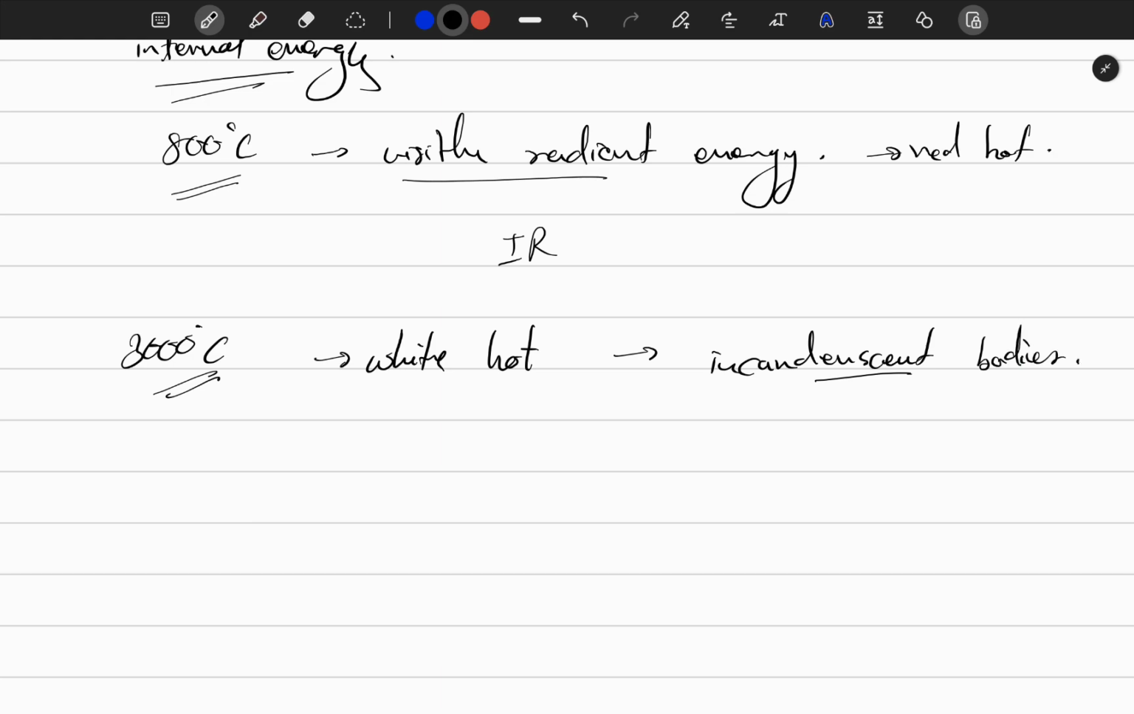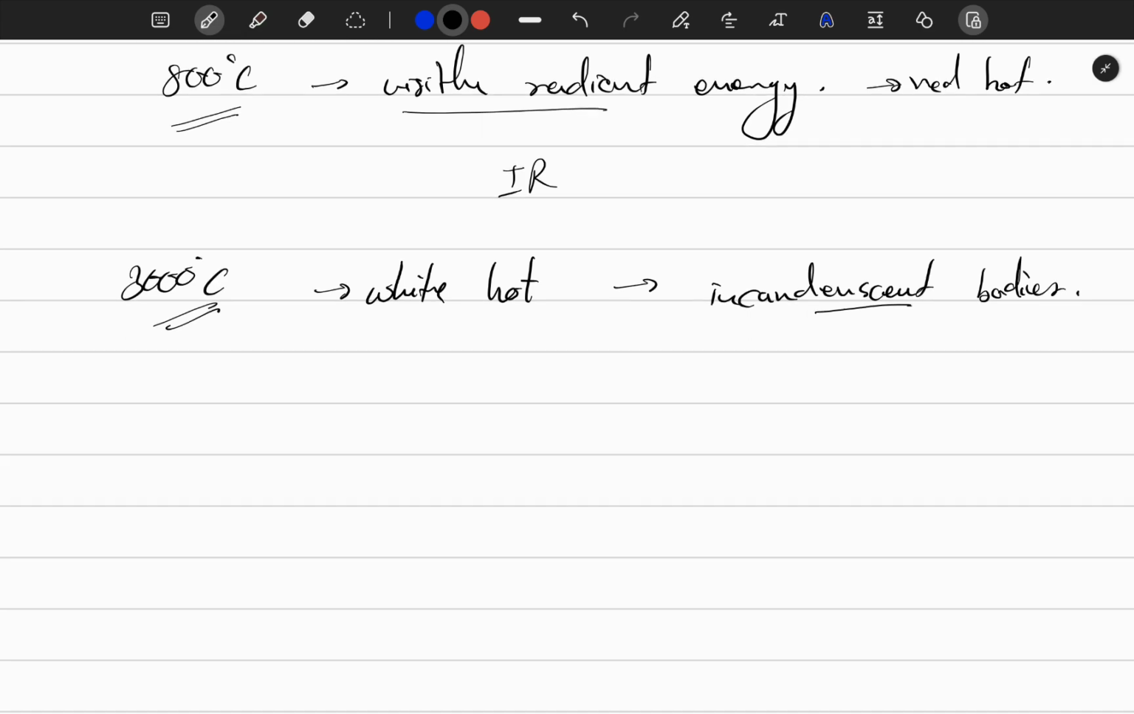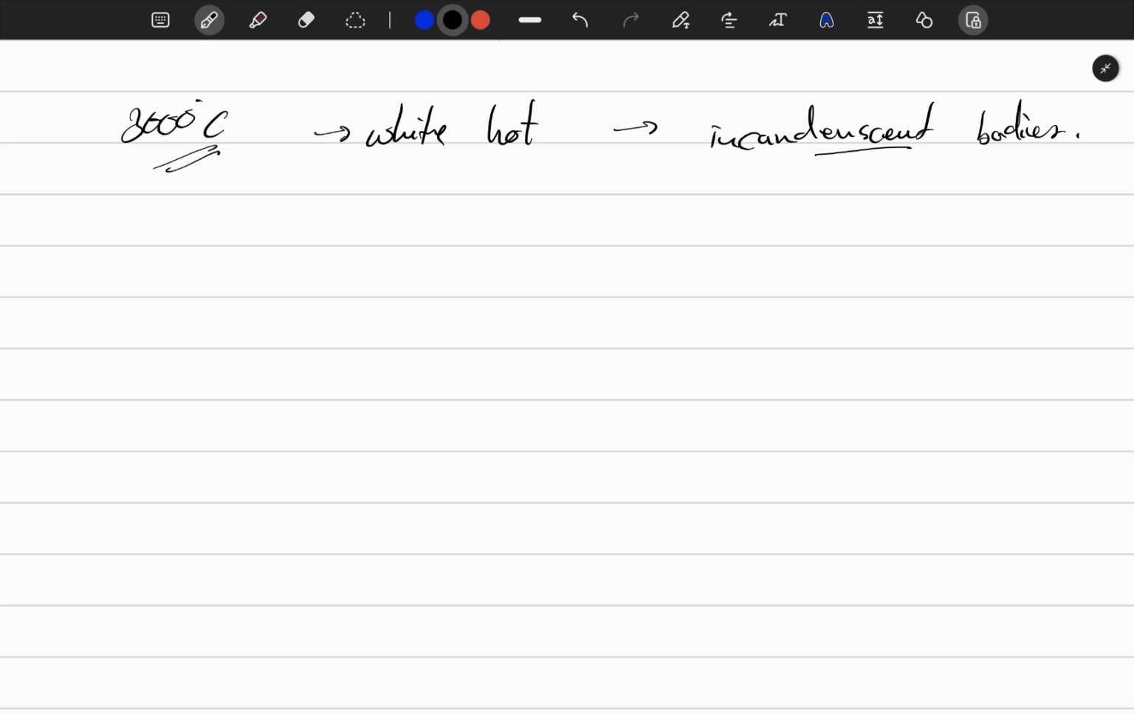Not all sources are incandescent. On the other hand, some bodies can emit light which is not due to transfer of thermal energy into the energy of electromagnetic waves. Emission of light due to supply of energy through processes other than heat is called luminescence. So this is due to the supply of energy through processes other than heat.